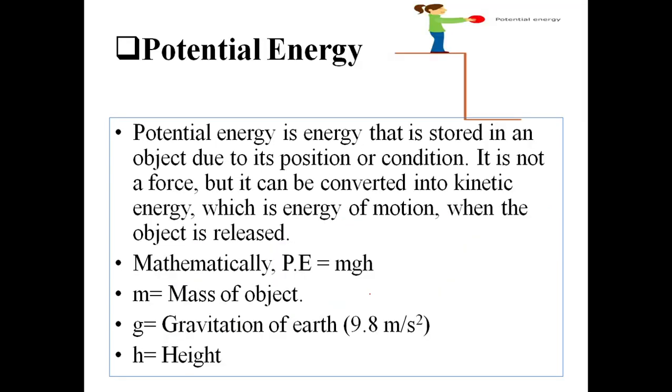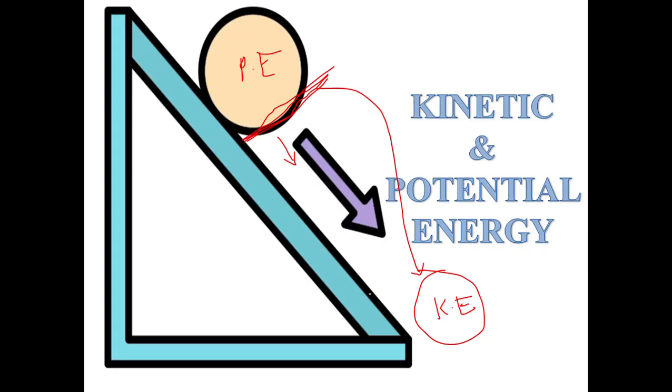What is then potential energy? Potential energy is energy that is stored in an object due to its position or condition. It is not a force, but it can be converted into kinetic energy, which is energy of motion, when the object is released. In this picture, this ball is in this position. If we let this ball go down, the potential energy stored in this ball is converted to kinetic energy.